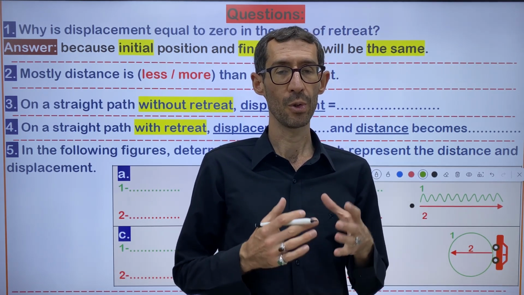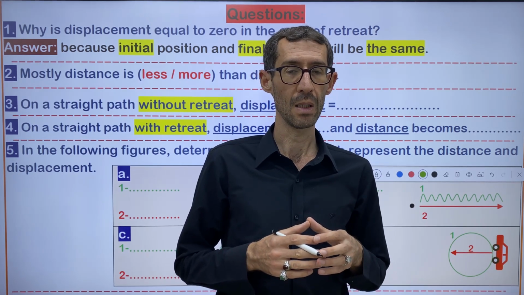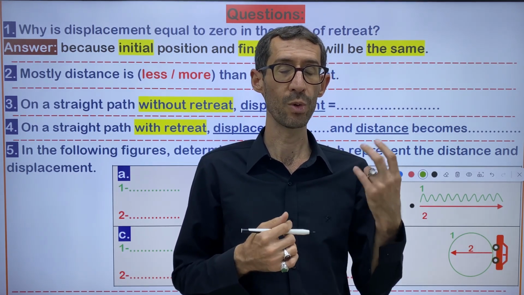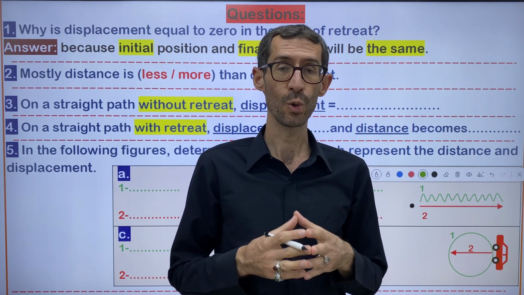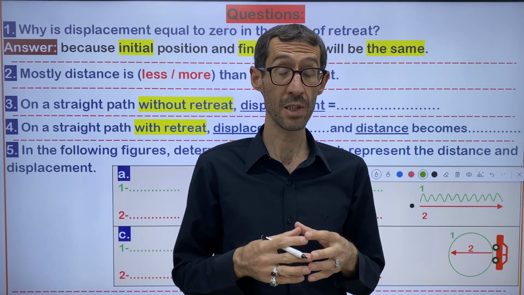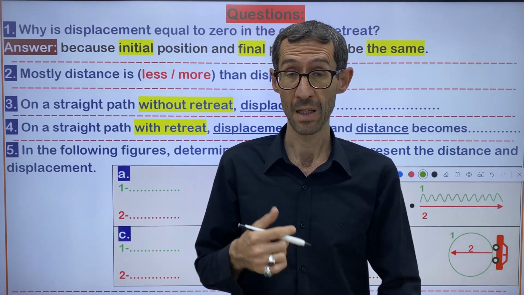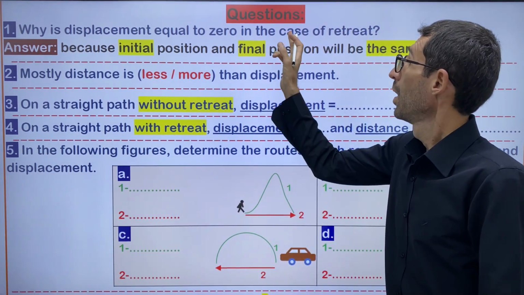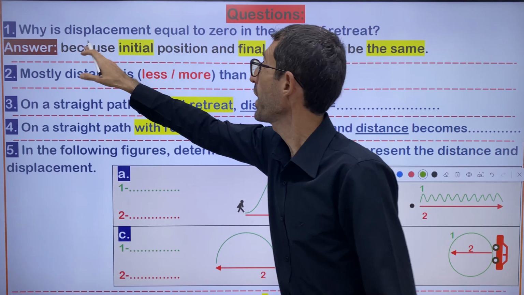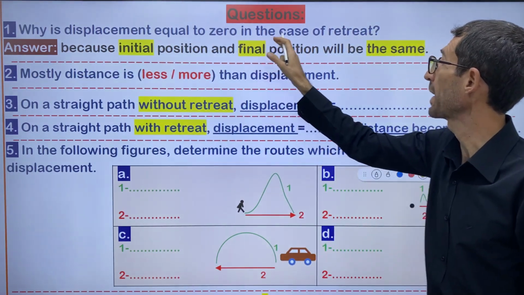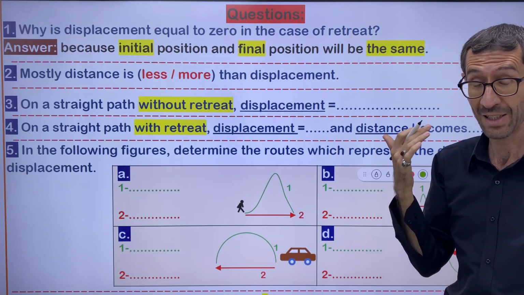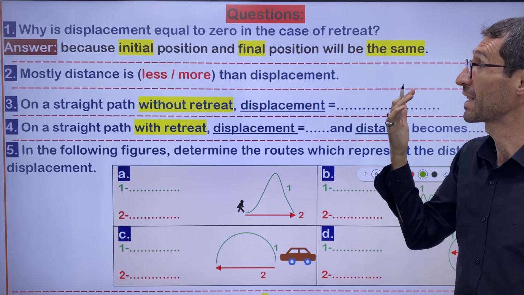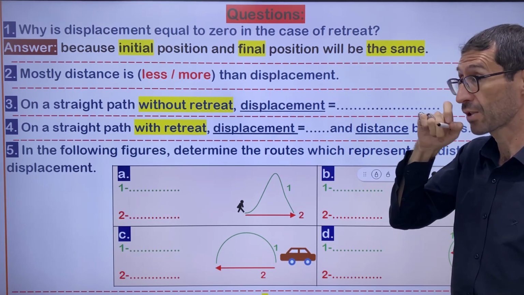So far, in previous lessons, we talked about two properties of displacement. Right now, we are going to discuss questions regarding these properties. Question number one: why is displacement equal to zero in the case of retreat? Nice question. Why is displacement equal to zero in the case of retreat?